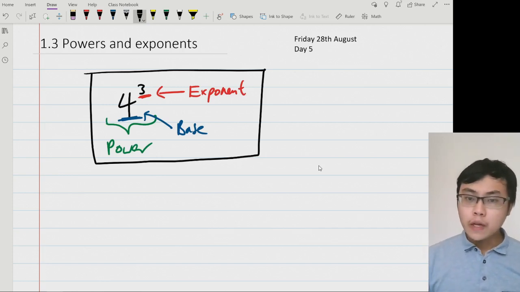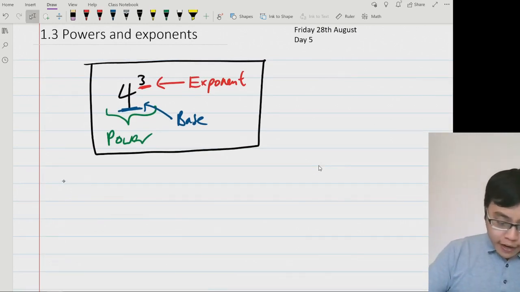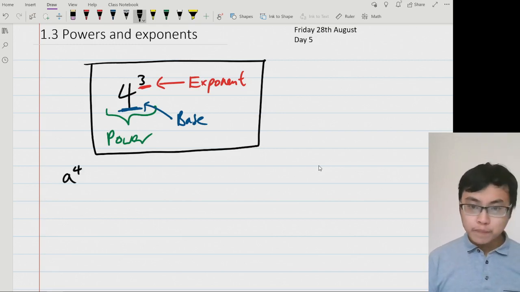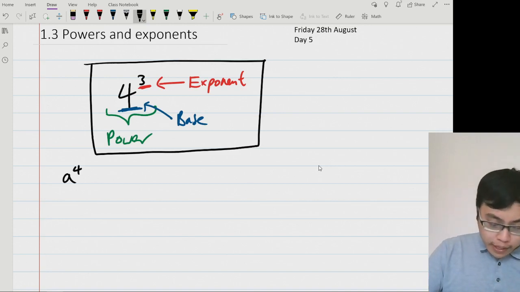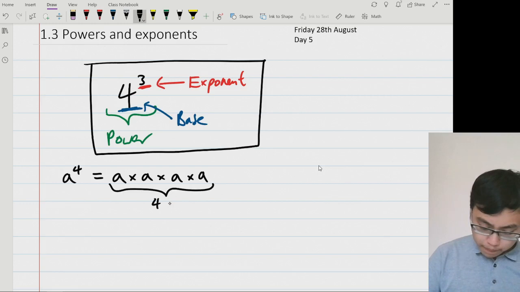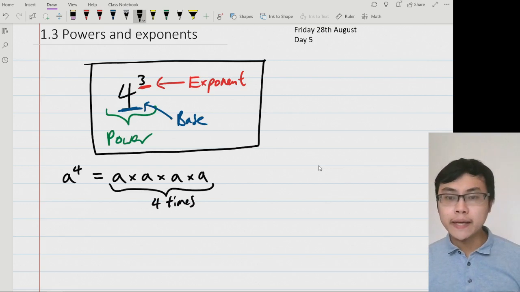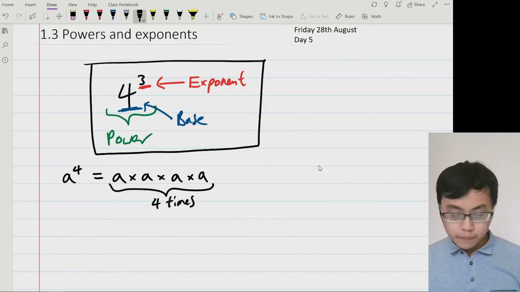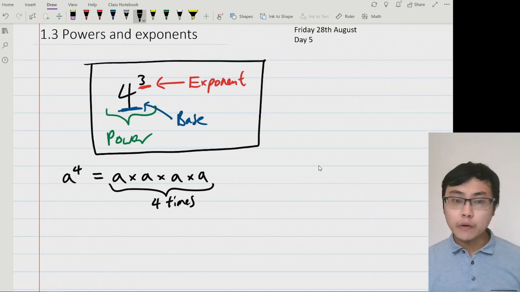So now, I'm going to bring in a little bit of algebra into this. If I have a to the power 4, what does this actually mean? This actually means a times a times a times a, 4 times. So a is the base, the number multiplying itself. 4 is the exponent, and it is multiplying itself 4 times, so it's a times a times a times a.